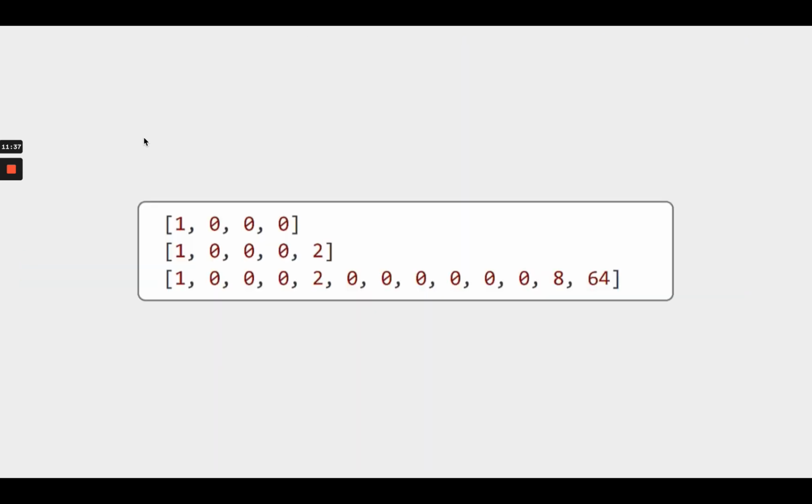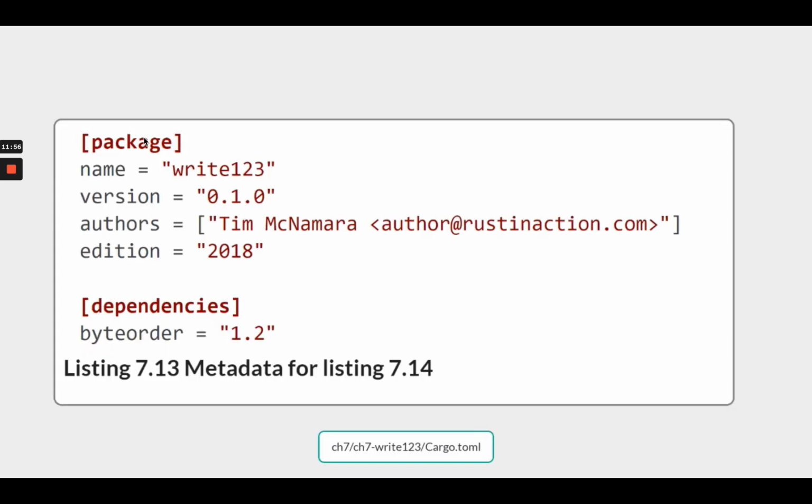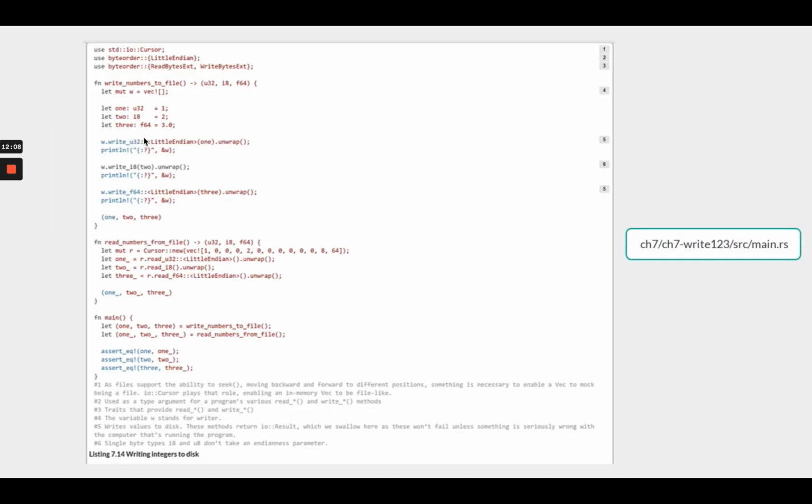When executed, listing 7.14 produces a visualization of the byte patterns that are created by writing 1_u32, 2_i8, and 3.0_f32 in Little Endian order. Here's the output. The following listing shows the metadata for the project in listing 7.14. You'll find the source code for the following listing in this file. The source code for listing 7.14 is in this file.